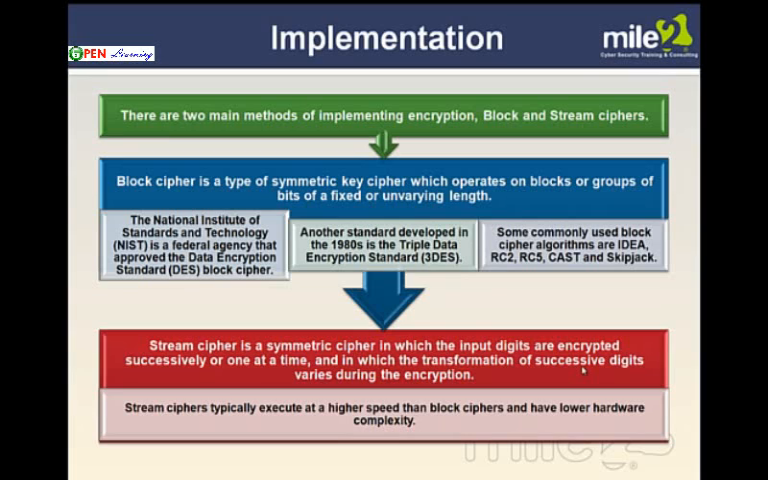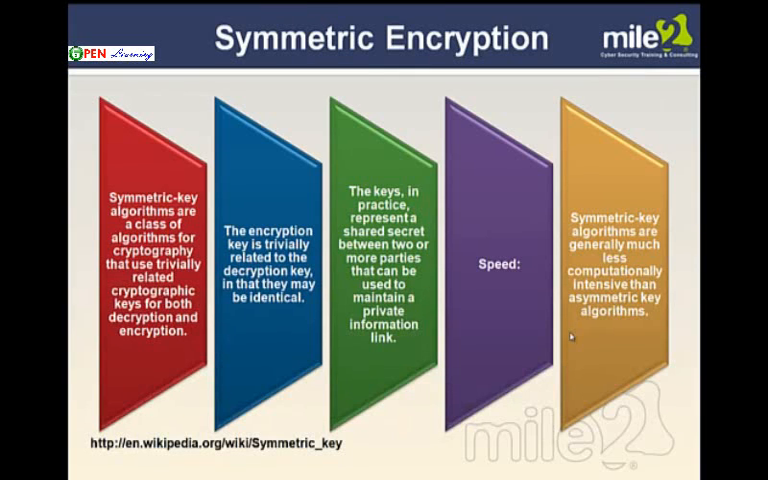And a good example of a stream cipher would be RC4, which we see used in WEP encryption for wireless, and actually WPA as well. And the idea of the stream ciphers is they do execute at a faster speed, a higher speed than your block ciphers, and less complexity.